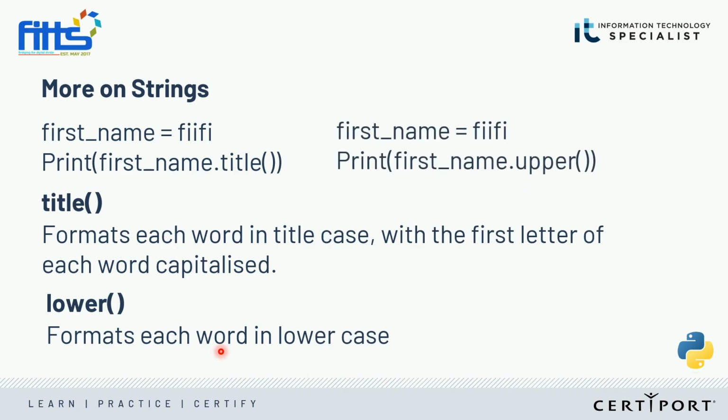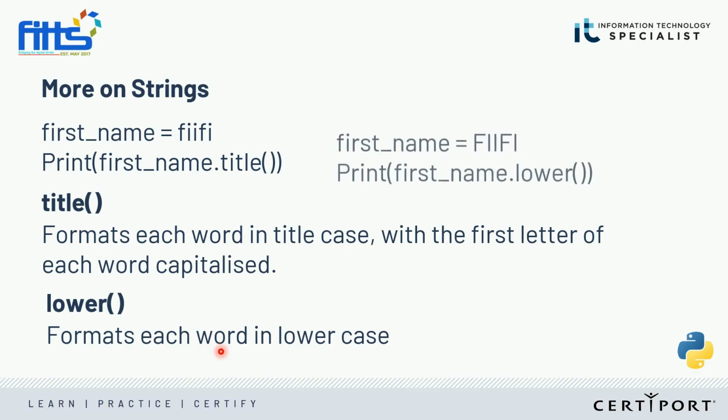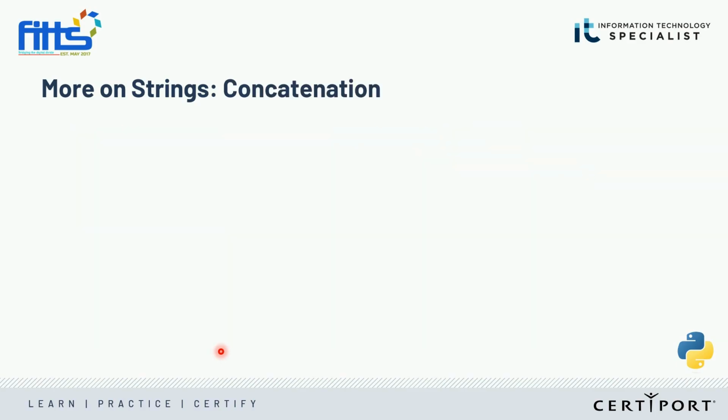So we can do the same with first name Fifi, print the upper, which I've already done. Then the lower, I've done that. Now we get to another part which deals with concatenation. Concatenation in its simplest form is trying to put different strings together.